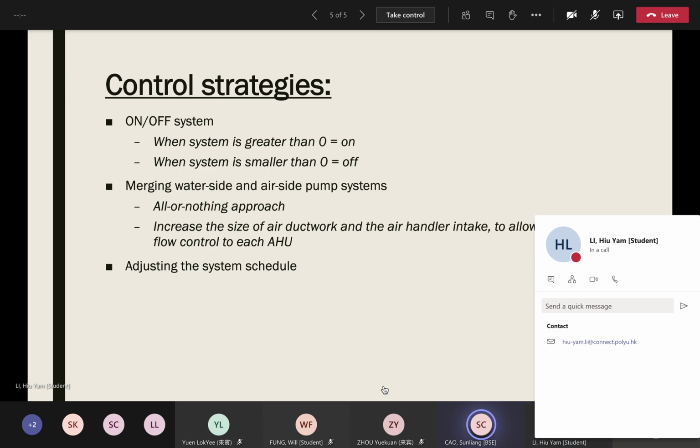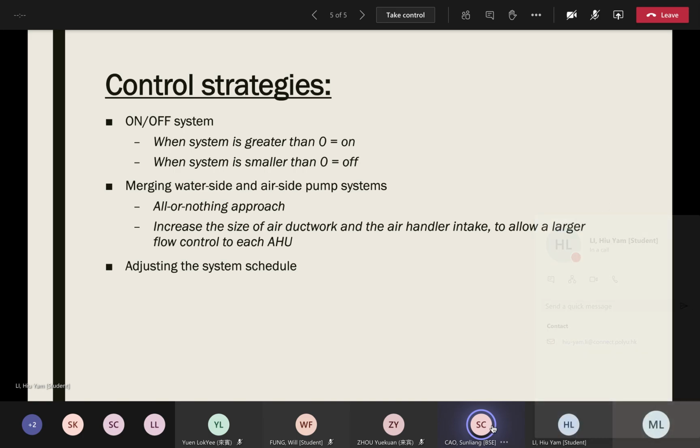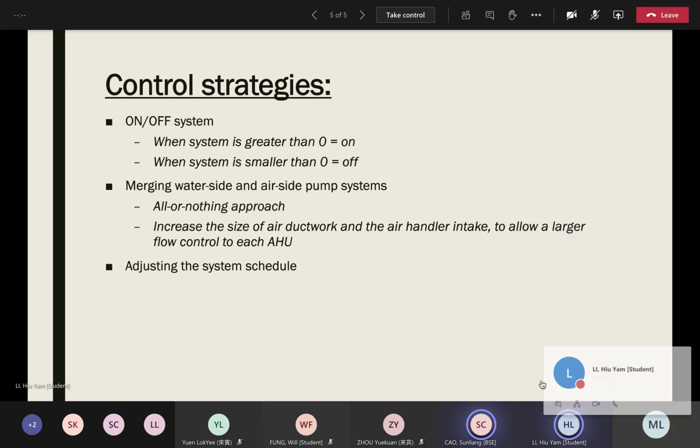So for your work, how much have you done for the simulation? Do you have a schematic for your system? Yeah, but I haven't input the data in it. I've tried to use all the components and to figure out how it works.